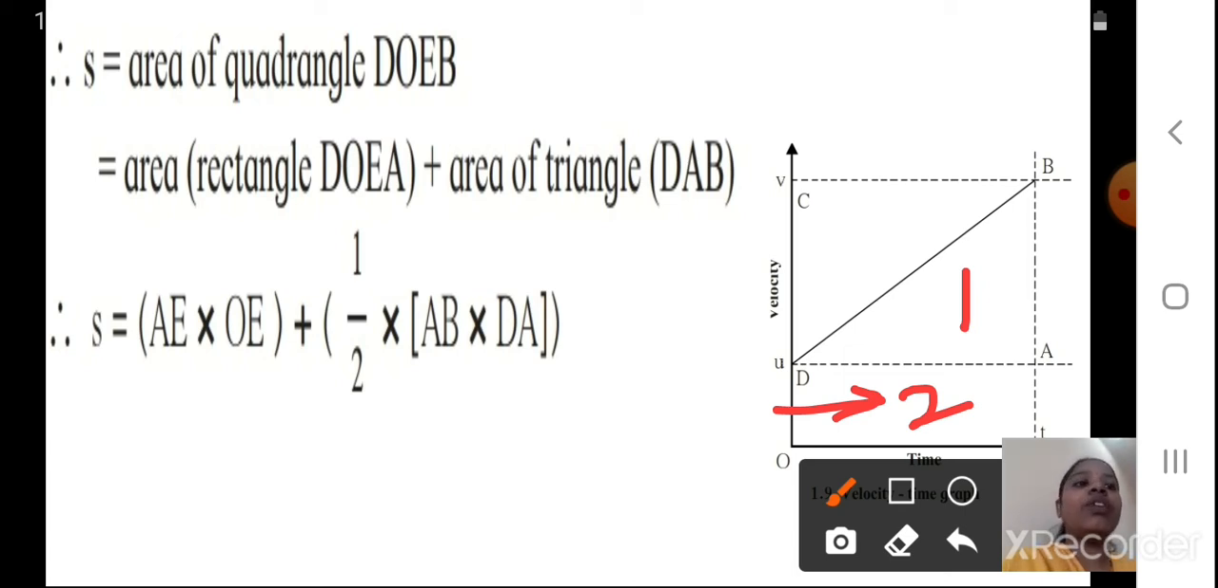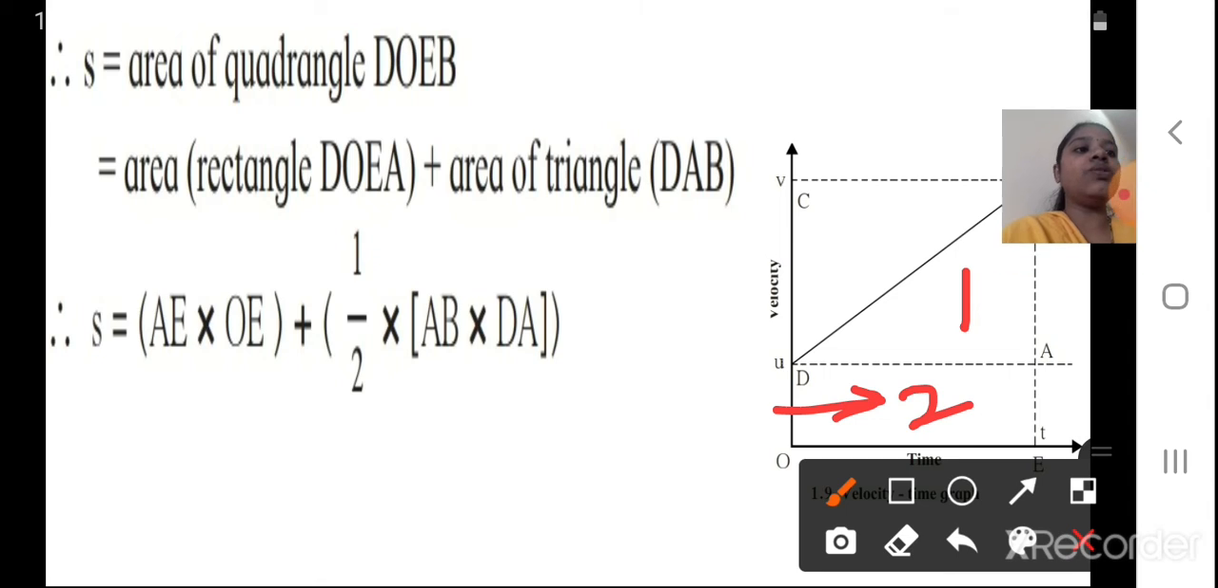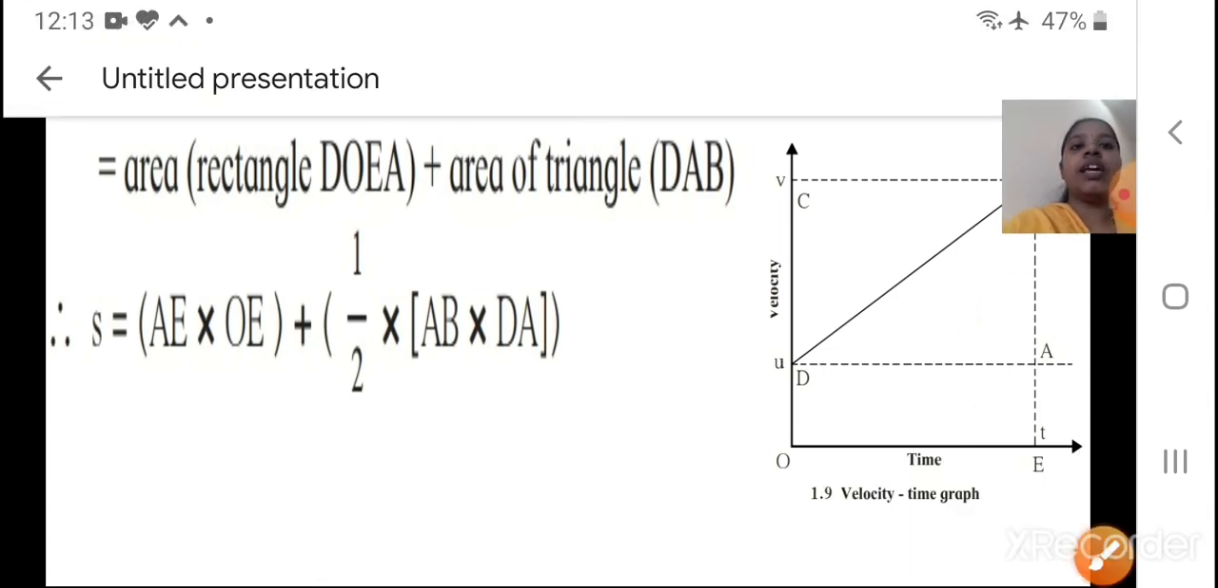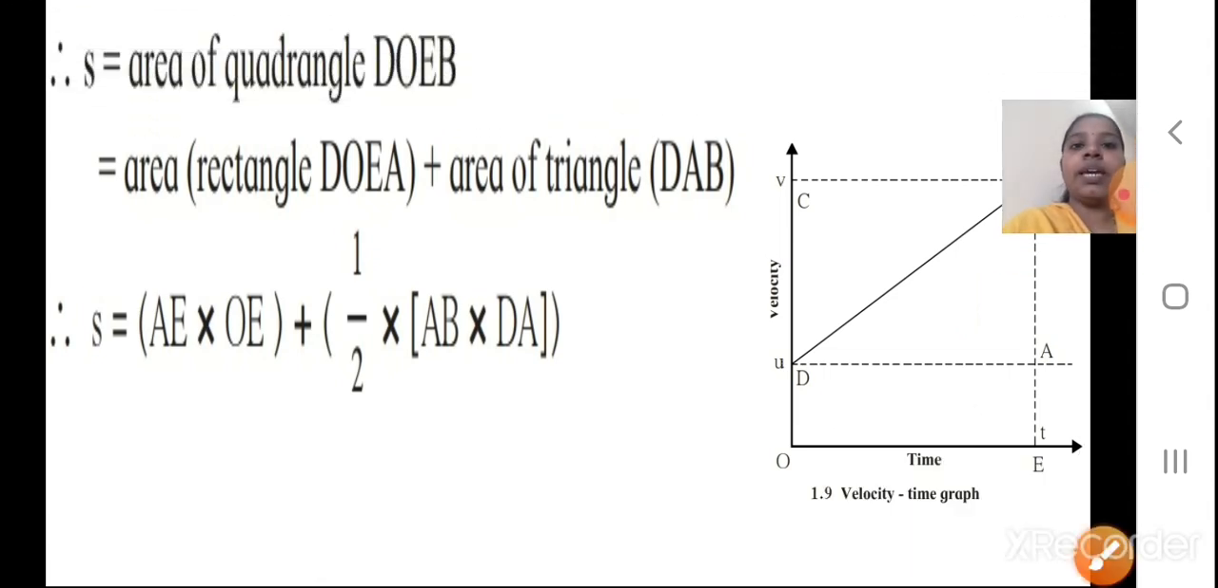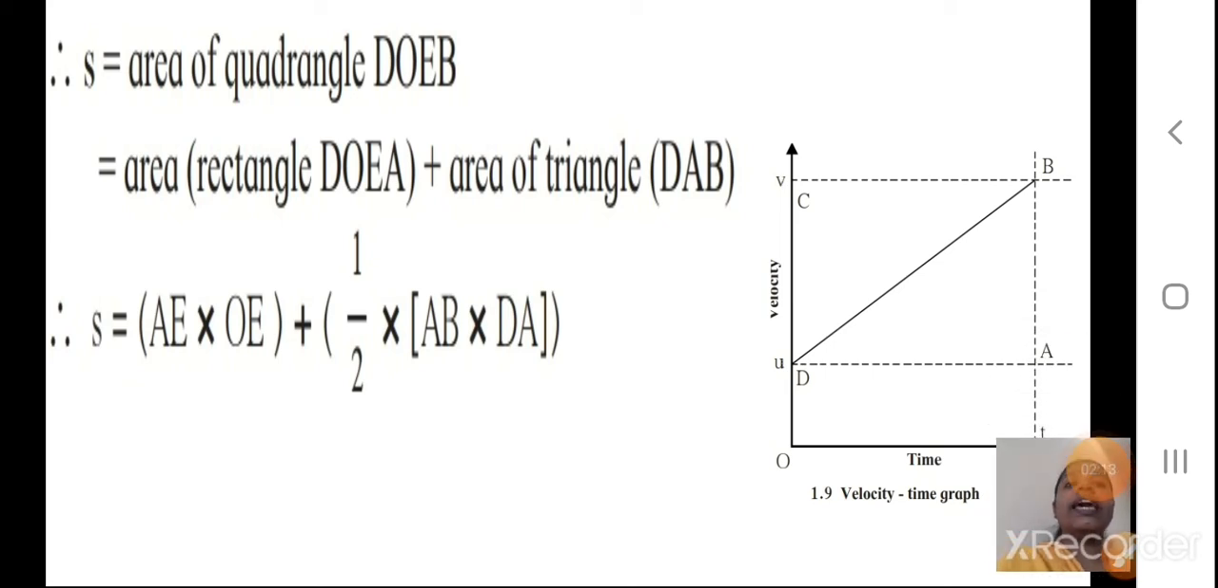If you take the area of the rectangle, it means length into breadth. So AE you will take. Can you see where the AE is? Yes, AE into OE I am taking, plus half into base into height for your triangle. So half into your AB. AB is your height here and DA is your base here.